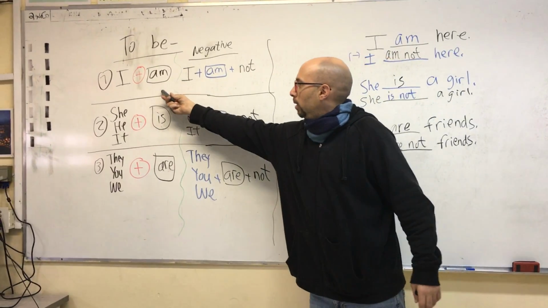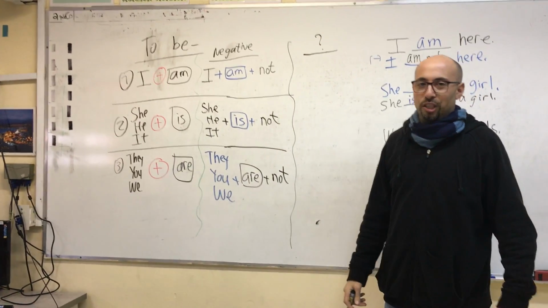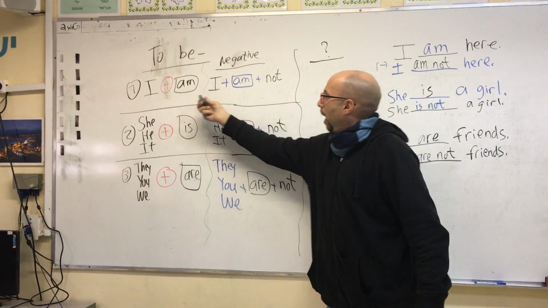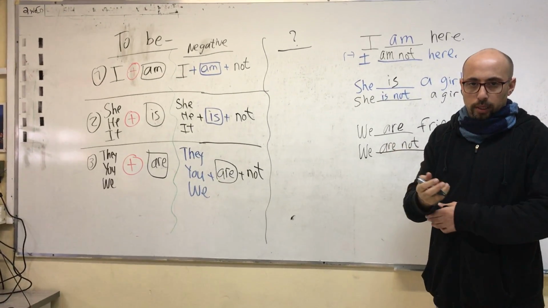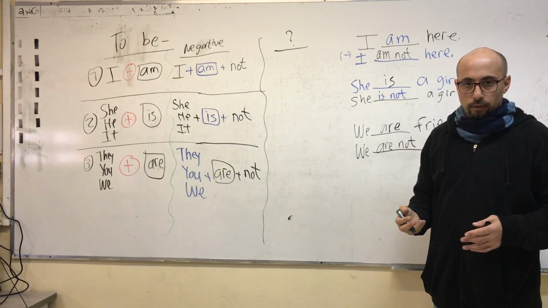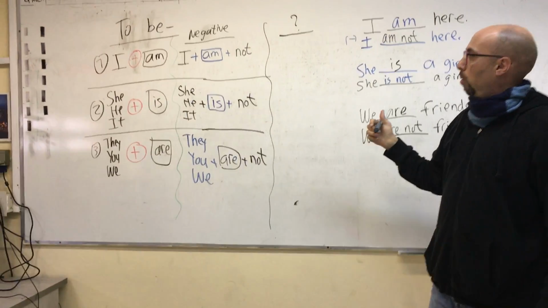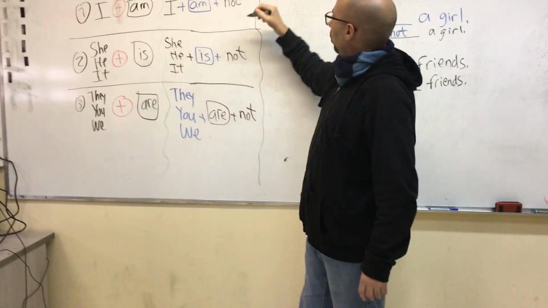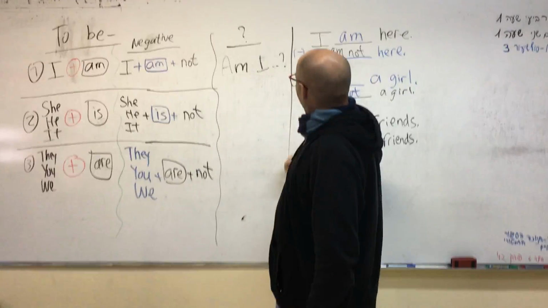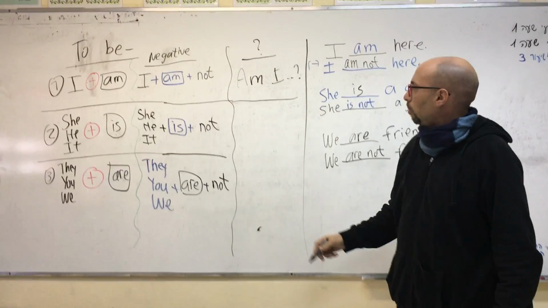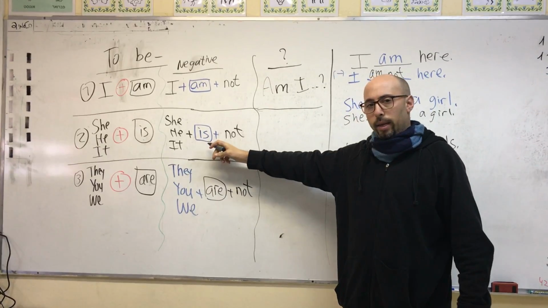We did positive, negative, and now we will do yes or no questions. Here I said I am here. It's funny to ask it, but we're going to do it anyway just for the exercise of doing it. So instead of saying I am here, I want to ask if I'm here. So how do I do it? I switch. I turn it into am I, and the rest of the sentence. Am I, she, he, and it is.